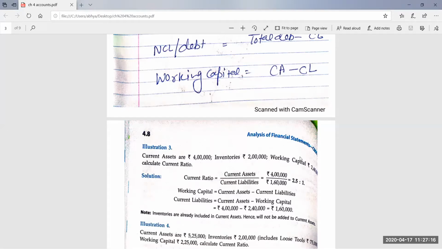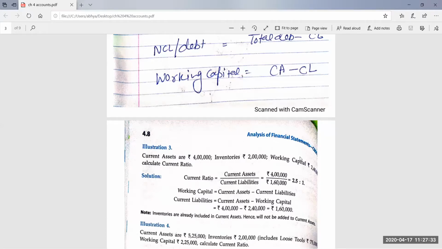Okay, up to 2 decimal place. Now example number 4, I am giving you just 2 minutes. Solve it fast. Example number 4, where current assets are given 5,25,000. Just give me answer on private chat.